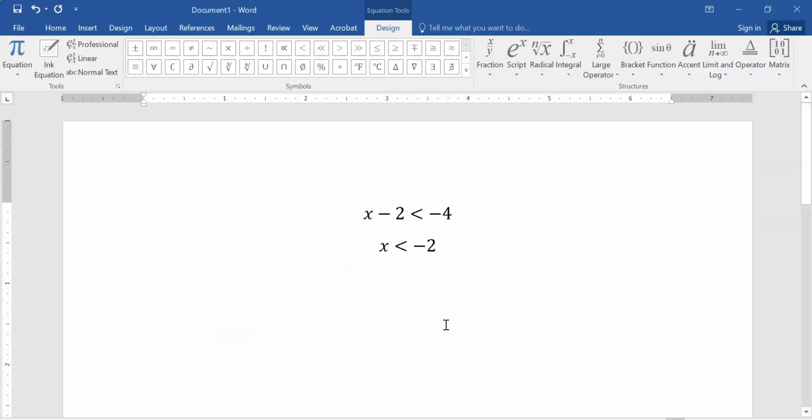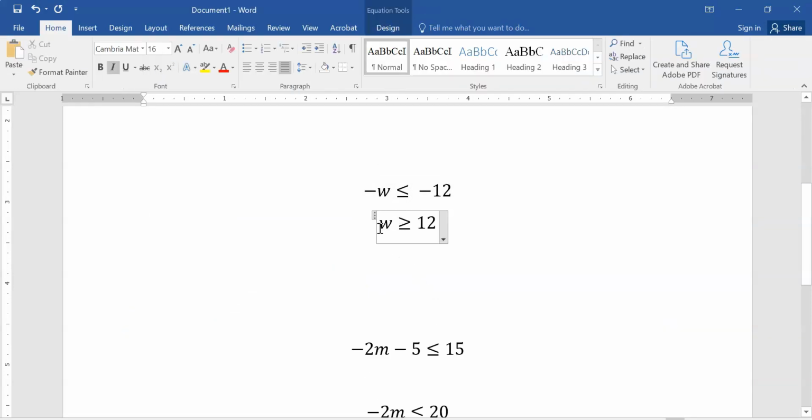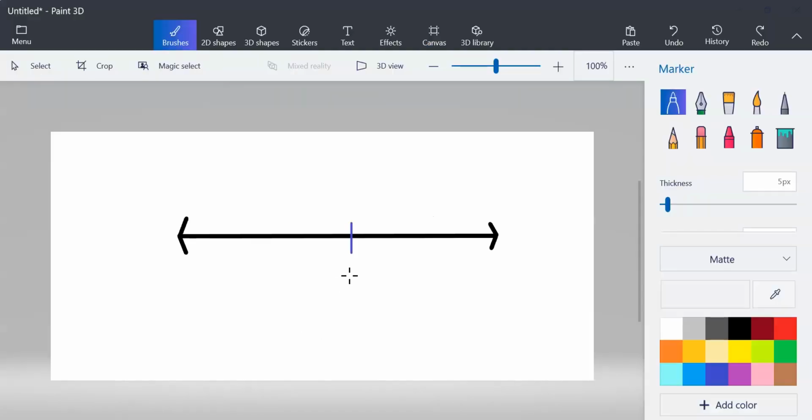Let me do another equation. Let me do problem number 2. So we had this: W is greater than or equal to 12. So we're going to start with a number line again, and we're going to make a mark usually somewhere in the middle. And remember, it said W is greater than or equal to 12. So since 12 is kind of the unique number, we're going to put it right here.